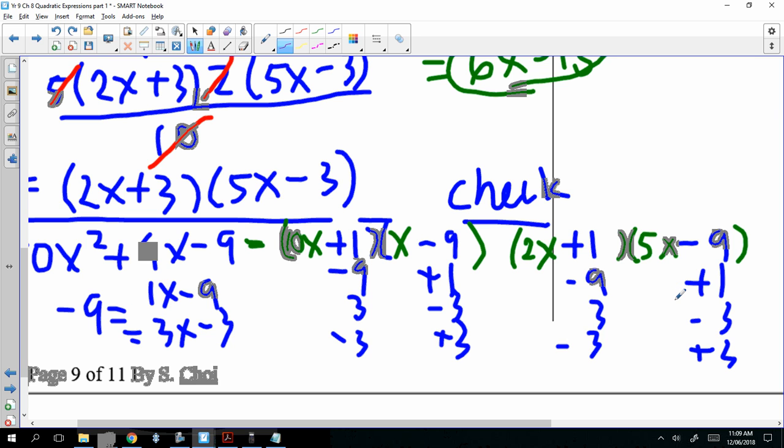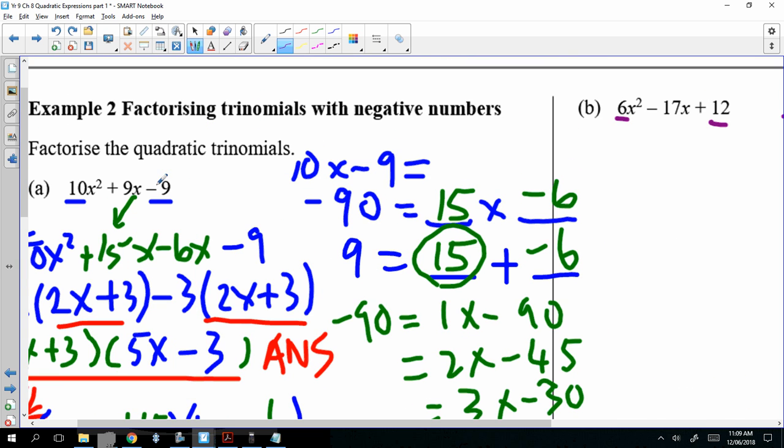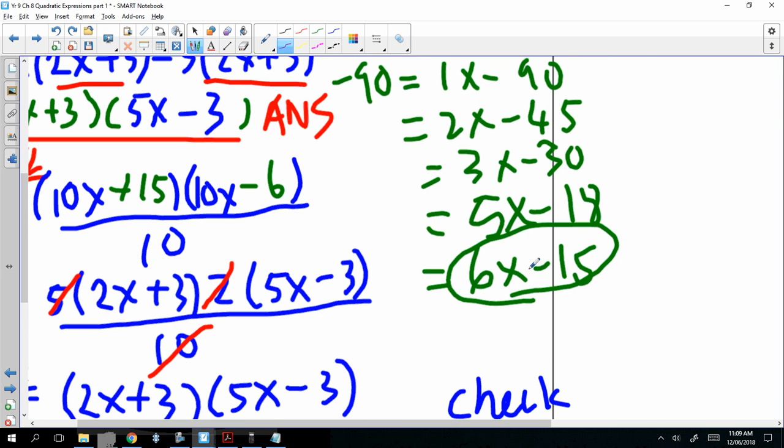So 1 times x is x. Negative 90 doesn't give you the middle term 9x. So you can tell quickly that some of these don't work, and then just disregard them. And then you keep checking until you get one that works.